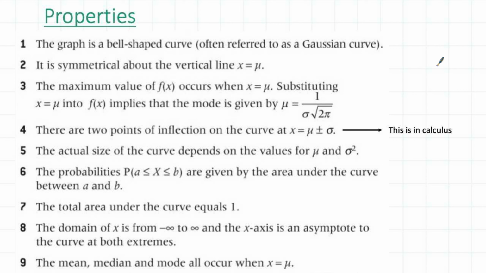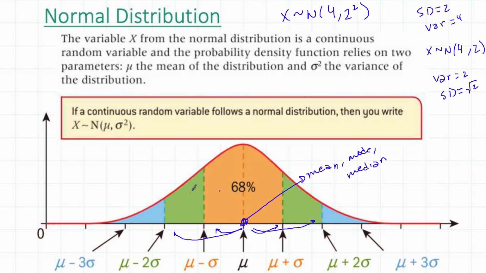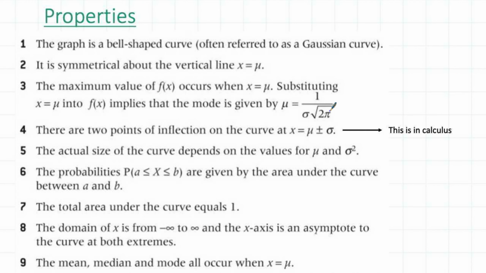So these are the features. You can pause and read through it. I'll just quickly explain some important parts for these. So it's a bell curve, it's symmetrical about the vertical line x equals mu, and the maximum value occurs at mu exactly. Points of inflection, this is related to calculus. So if you've done calculus, you can see that this will be considered a point of inflection here, where the concavity of the function changes.